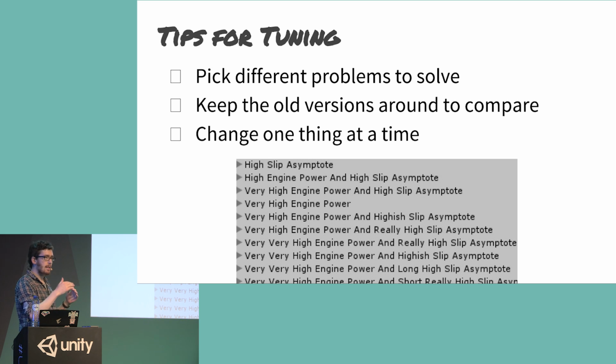And then I would take that car and duplicate it and change one thing and then see how that works, and then duplicate it again, change something else. And you can see I've got all these different silly, strange names for my cars, like high slip, asymptote, high engine power, and high slip, and it goes on. Everything is just changing one single thing to see what the effect of that is. And keeping the old ones around, because my memory is terrible, and I would think, oh, the old one was better, but then I would look at it, and it turns out it wasn't, or it was.